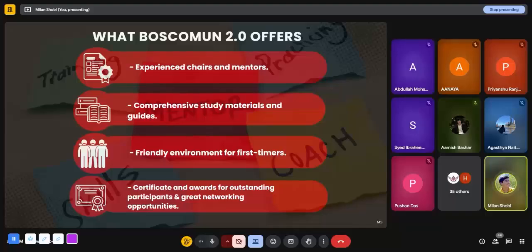Going on, we have certificates and awards for outstanding participants and great networking opportunities. We give certificates for Special Mention 1, Special Mention 2, and to all the winners, which is the best delegate and the high commendation. We provide an excellent cash prize of 7,000 for best delegate and 4,500 for high commendation. For special mention, you only have the certificates and the awards.